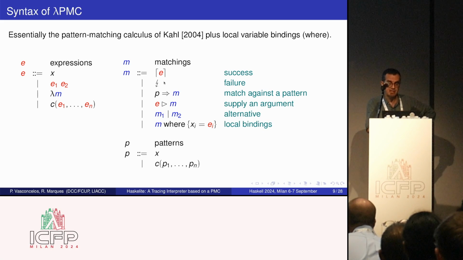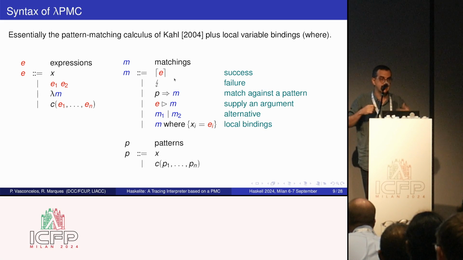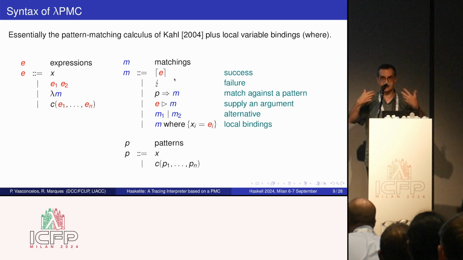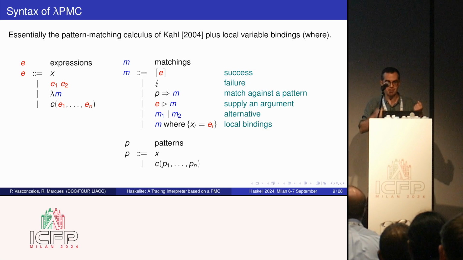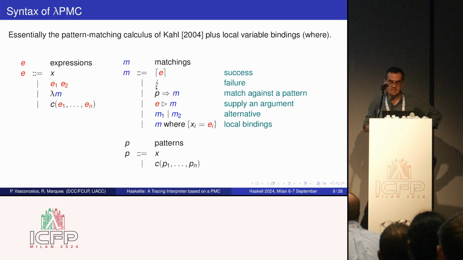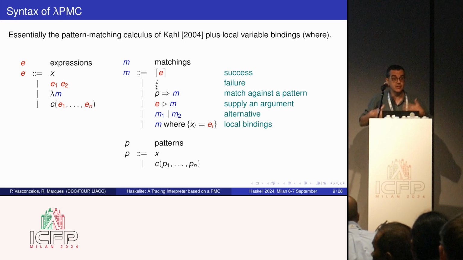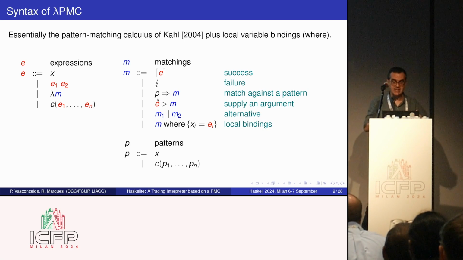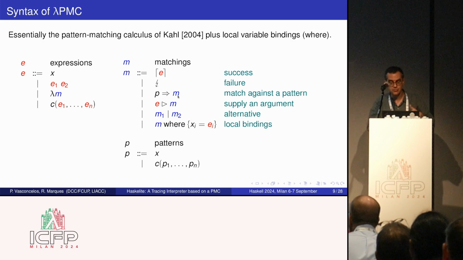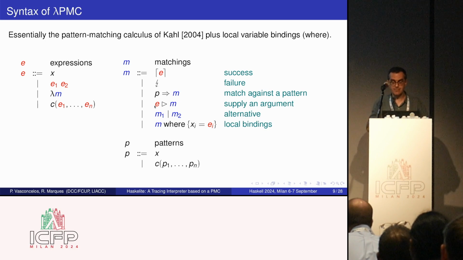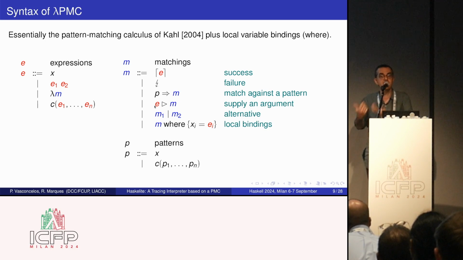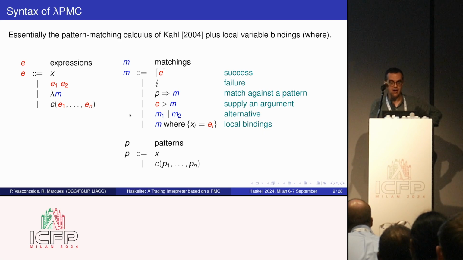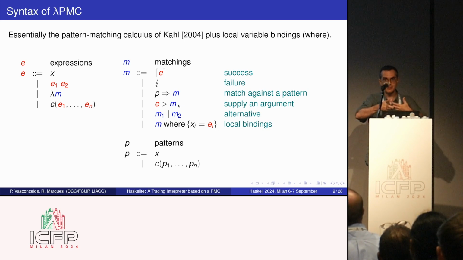Then you have matchings, and matchings have a few cases. So the first case is the case where you already know the matching succeeded, and you're going to continue with some expression. That's the success. The second case is a failure, when you haven't matched your input. And the third is a function expecting a result that matches some pattern and continues with some matching. The third is a supply of an argument. So it's really just another form of application. So this is like application, but it's written in reverse order. So the argument is here in the E, and the matching is the continuation. So this is what allows us to be compositional.